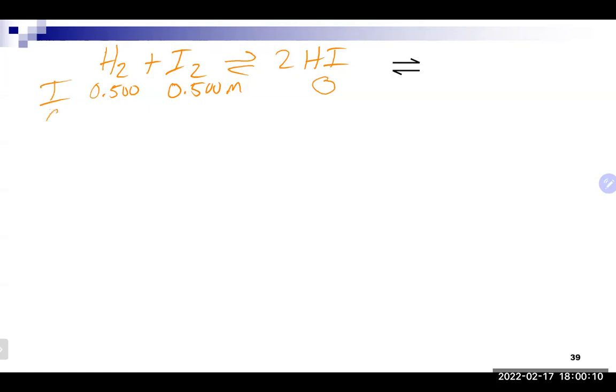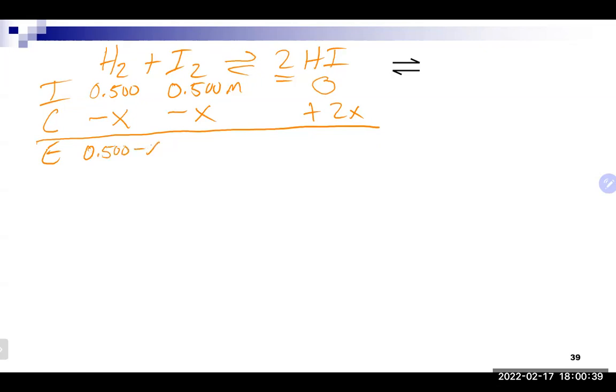Now we get to our change part. Because there are no products, we assume we're heading in the forward direction towards the product side. That means our reactants should be decreasing and our product should be increasing. So that should give us a minus x, and a plus 2x, again because of the coefficient. All we simply need to do is carry everything down here. That's going to give us 0.5 minus x, 0.5 minus x, and 2x. Are there any questions on the ICE table there?